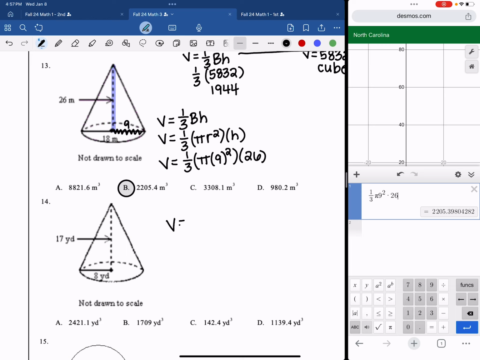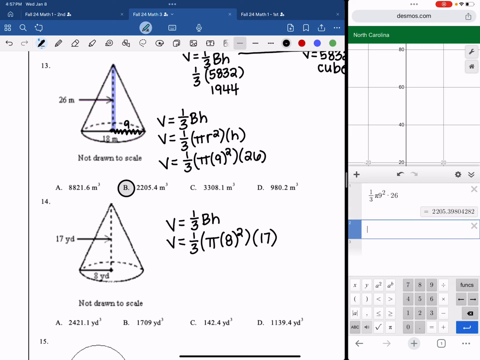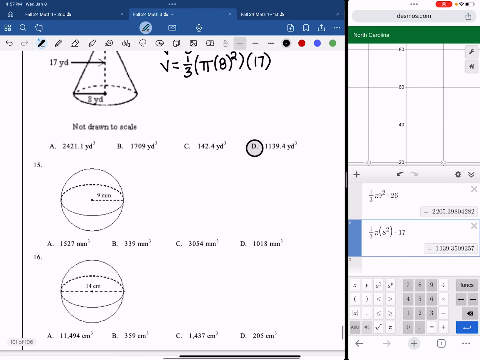Same thing here. They want us to find the volume. The volume is 1/3 of the base times the height. My base is pi r squared. So we have 1/3 pi, my radius is 8 squared, times the height, which is 17. And they are in the same units, so we don't have to worry about that. So 1/3 pi, then 8 squared times 17, and we get D.